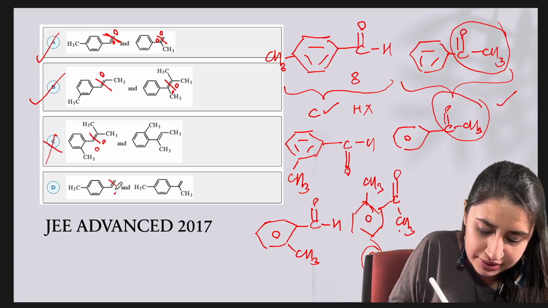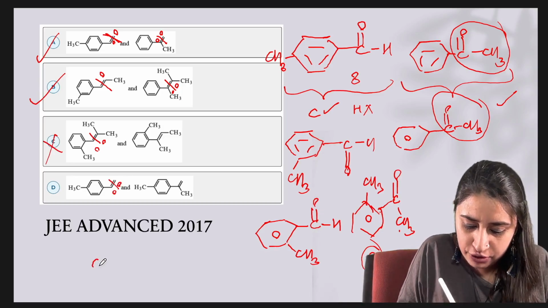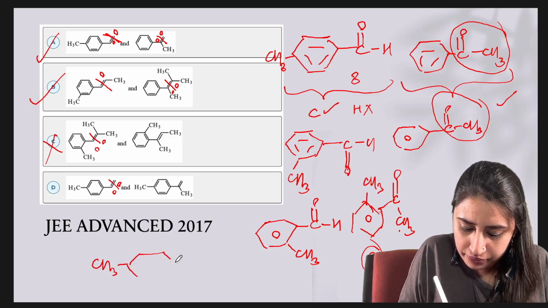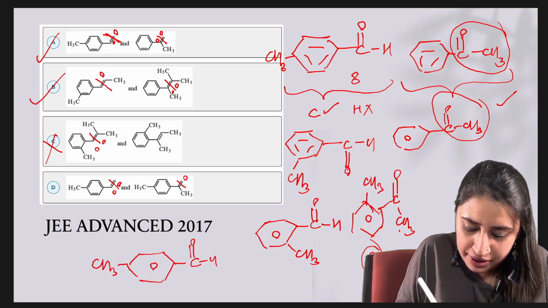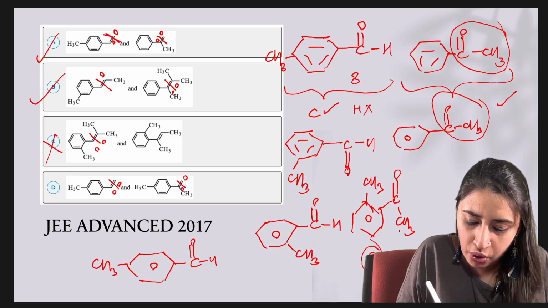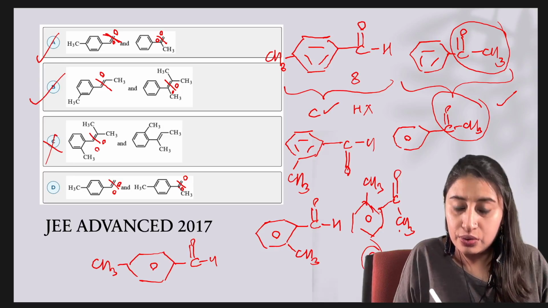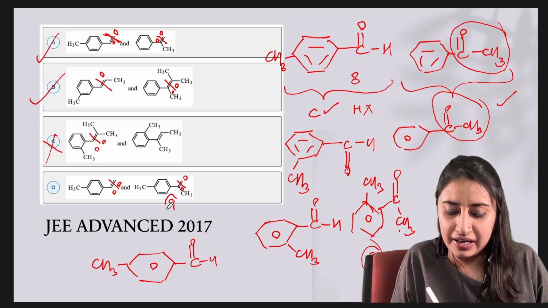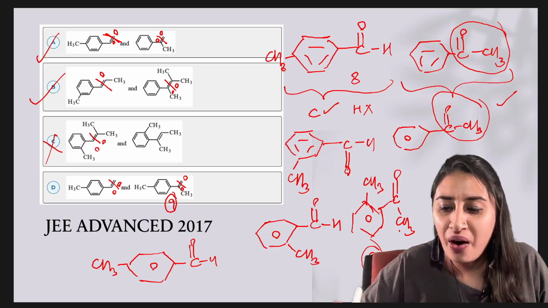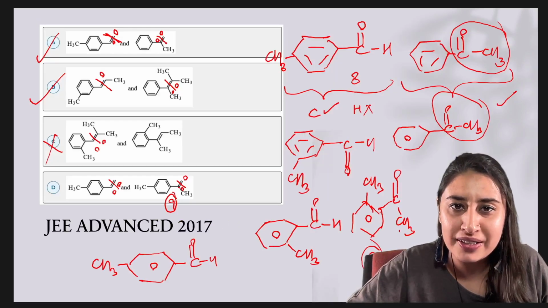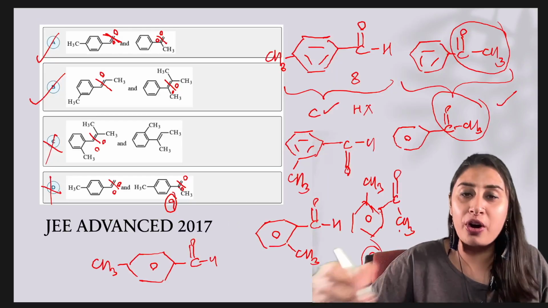Let's check the similar stuff for D. Again, the first one is okay. This doesn't have alpha hydrogen, so it will give the test. But in this one, if you put two oxygens, 1, 2, 3, 4, 5, 6, 7, 8, 9, you again end up with 9 carbons. That's not the molecular formula expected. So D again cannot be the answer.